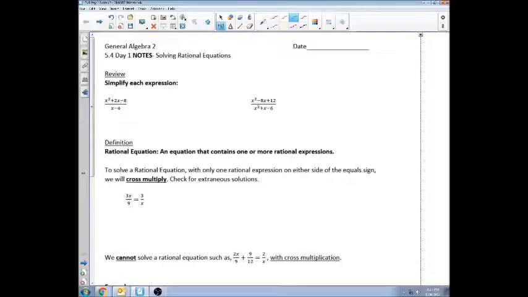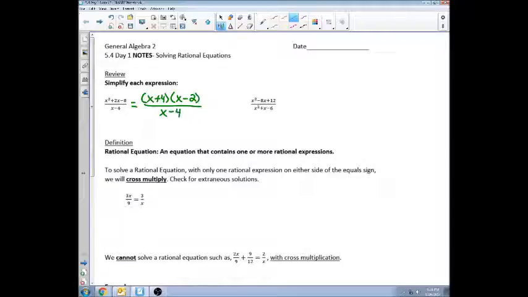So we need to simplify. This is a review. Simplify each expression. Looking at this fraction, what I'm going to do is factor my numerator. So what multiplies to 8 that could add to 2? That would be 4 and 2. Well, I need that to multiply to a negative number, which means 1 needs to be positive, 1 needs to be negative, and it needs to add to a positive 2. So this would be positive 4 and negative 2 over x minus 4.